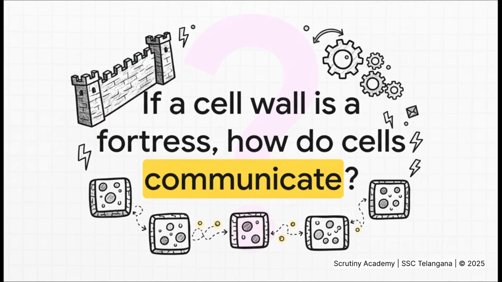And that brings us to one last really interesting question to chew on. We've established that the cell wall is like a tough, protective fortress, right? So if plants are built out of millions of these tiny, walled-off boxes, how in the world do they talk to each other? How do they coordinate to work together as one big organism? That's a good puzzle for another time.